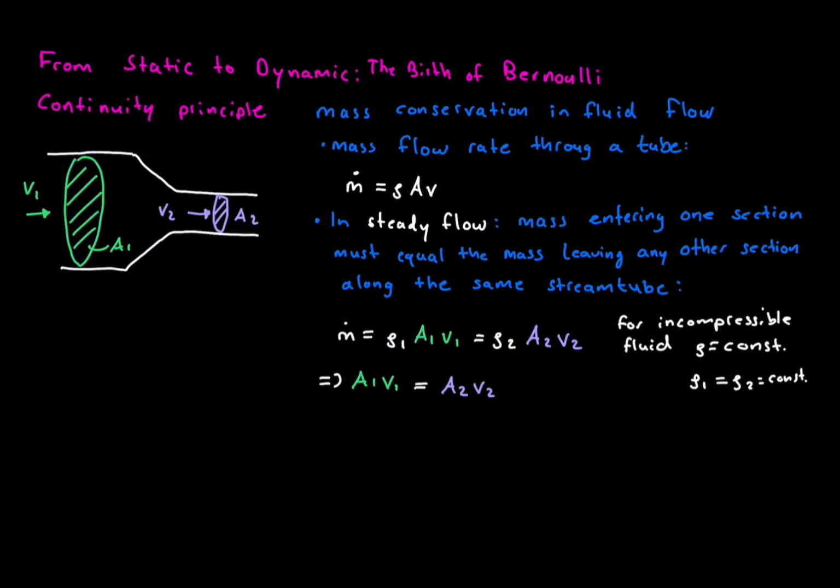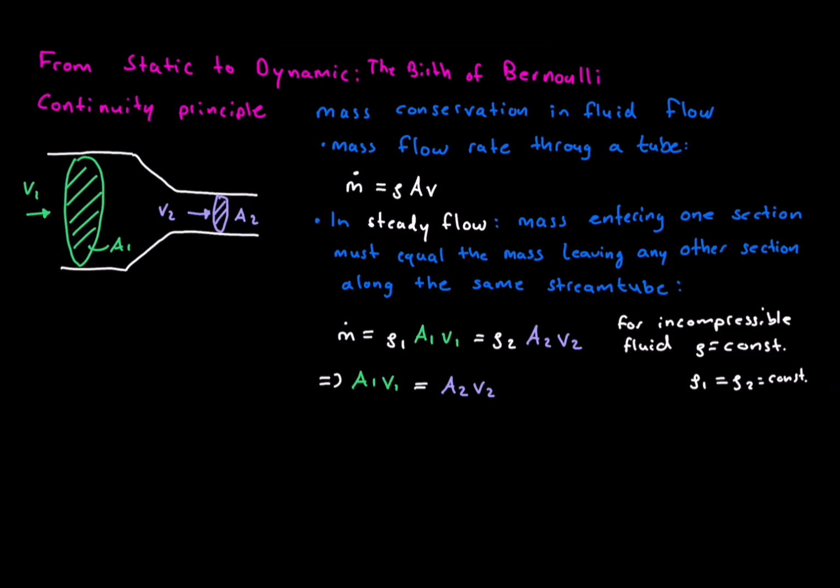That gives the continuity relation, rho 1 times area 1 times velocity 1 equals rho 2 times area 2 times velocity 2. For incompressible flow, density is constant, so we get A1 times v1 equals A2 times v2. That's continuity. When the area shrinks, velocity grows. Squeeze a stream tube and the flow speeds up.